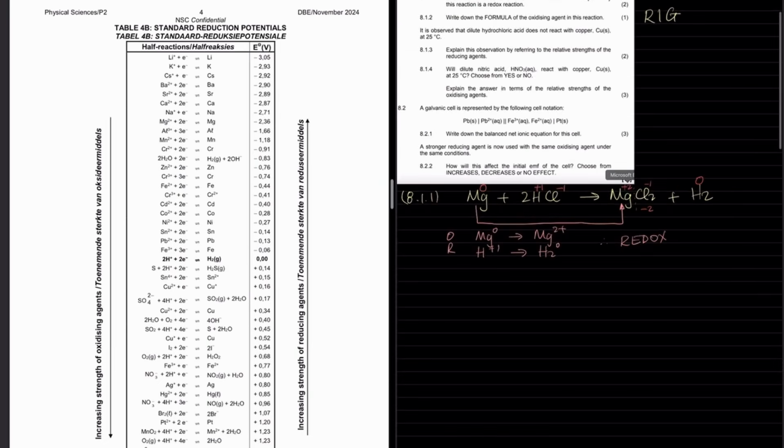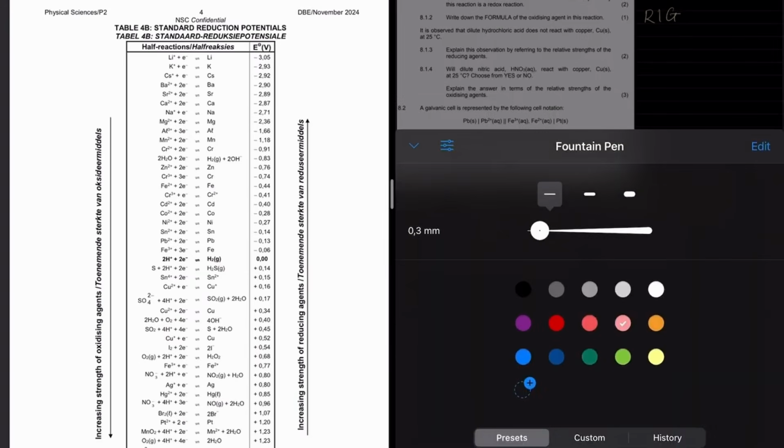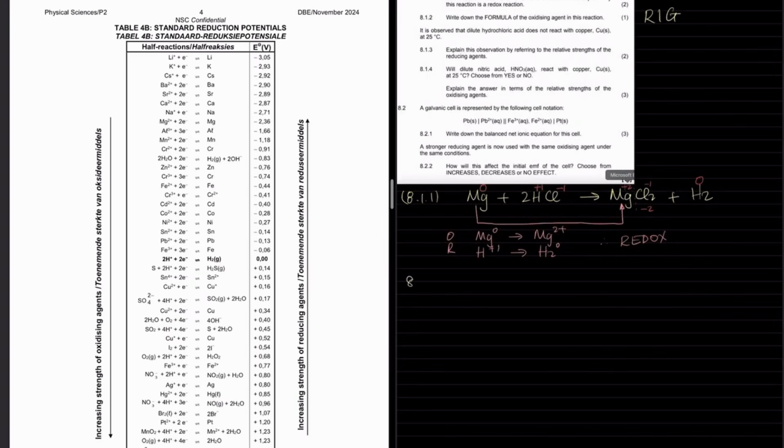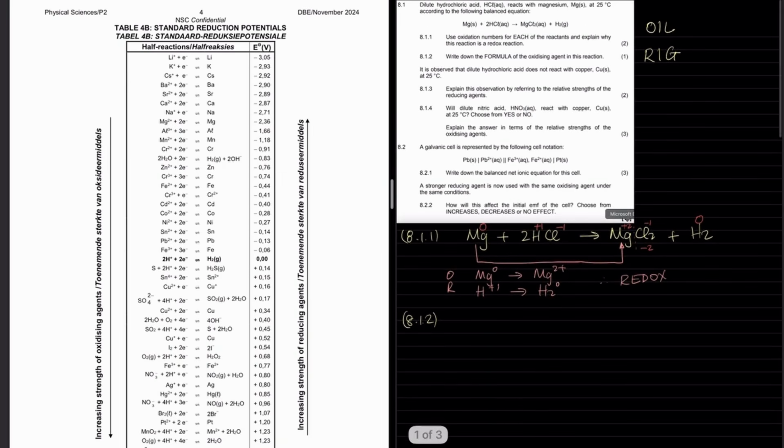Now let's take a look at question 8.1.2. 8.1.2 reads, write down the formula of the oxidizing agent in this reaction. Okay, so simply put, the oxidizing agent is the thing that is reduced. So if I look at this reaction, I must figure out first what was reduced. In other words, what gained electrons?